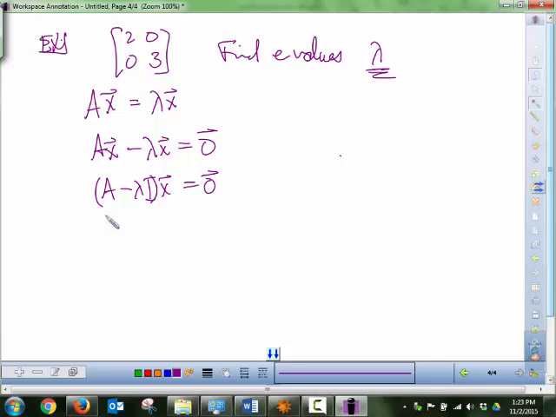So this times x is equal to 0 is really looking at the null space. You're solving for the null space of this. Remember that? Solving for the null space. Any vector that you would find would fall into the null space, the null space of not just A, but a new matrix that we would have gotten, A minus lambda I, times x.